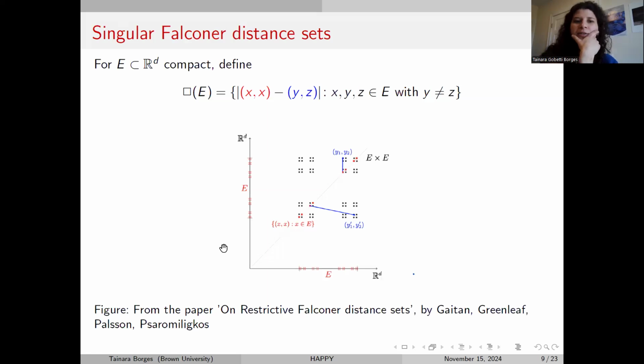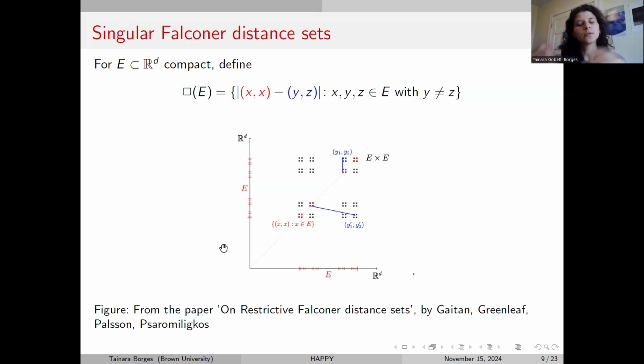There is geometric information that we can get for bilinear spherical averages. So let's define this box E set. You start with your compact set E in R^d, and then you define box E to be all distances from diagonal points of E cross Z to non-diagonal points of E cross Z. What you see in red right here is a point of the form (x, x), so this is going to live in the diagonal of E cross Z. What you see in blue is a point that is outside of the diagonal.